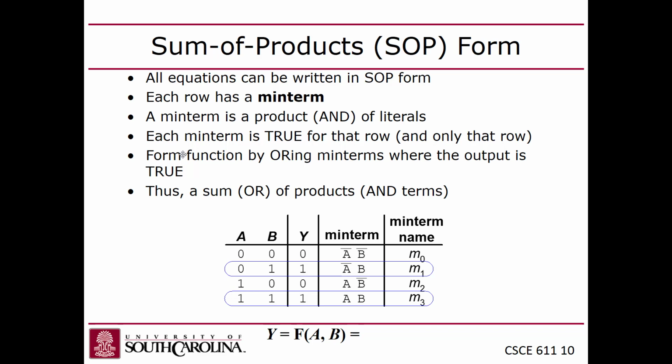Sum of products is the converse, the inverse of the product of sums. It works kind of the same way. Wait, now I got myself confused. Sum of products, yeah, sorry, we're still on sum of products. I thought we moved on to product of sums. Yeah, sum of products: you look at the truth table, and you look at all the rows where the output is true, then you can match up the inputs and take the input values and convert them into these minterms, right?